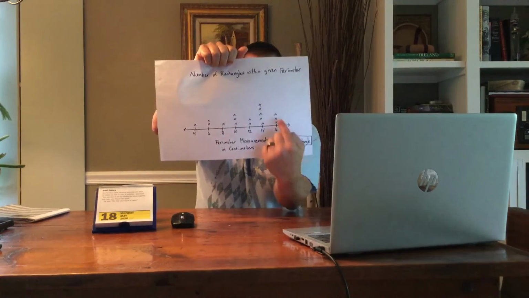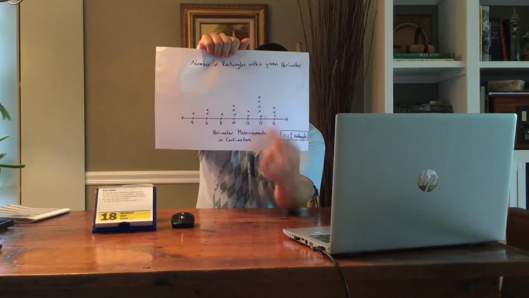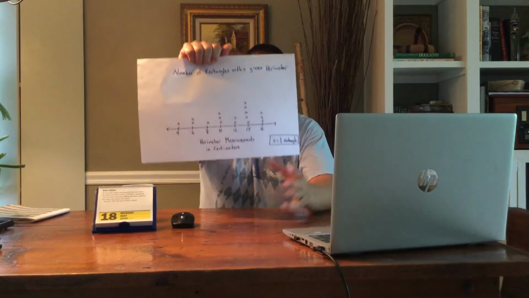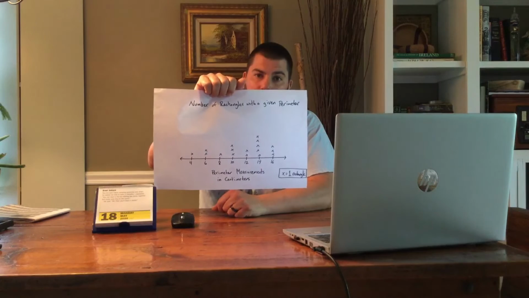Now, what does each X represent? You have to have a key that tells you. These could be 1, 2, 3, 4, 5 rectangles. You don't know unless you read the key. So each of these X's represents one rectangle.